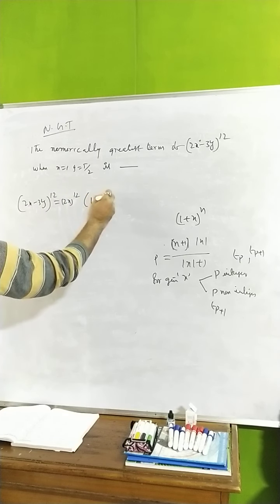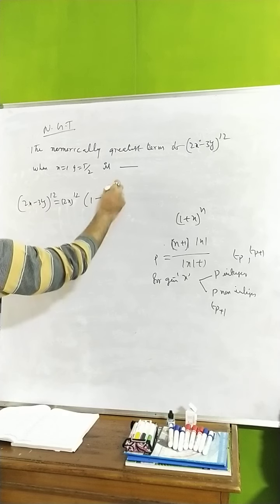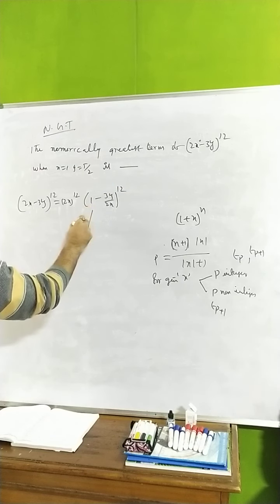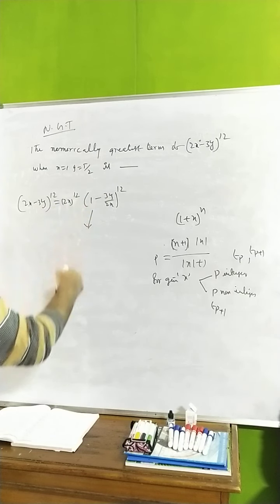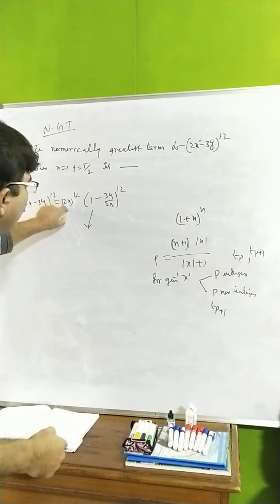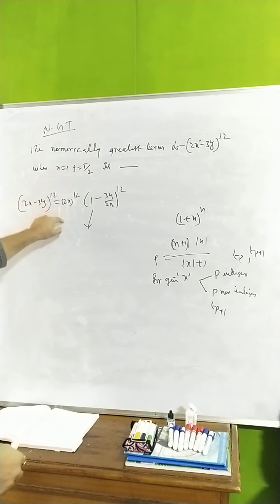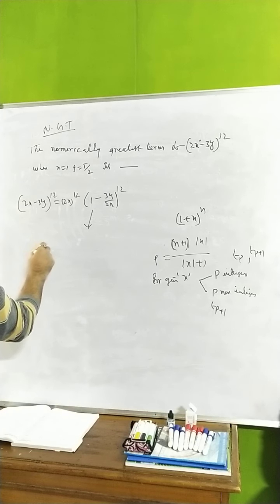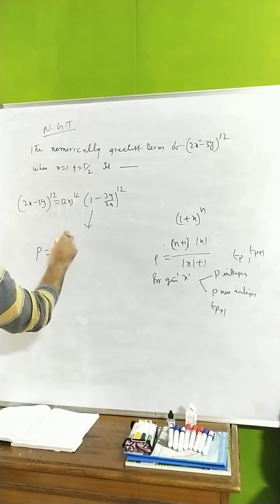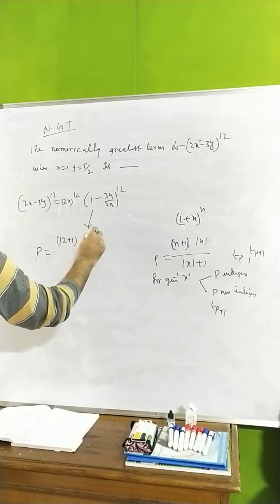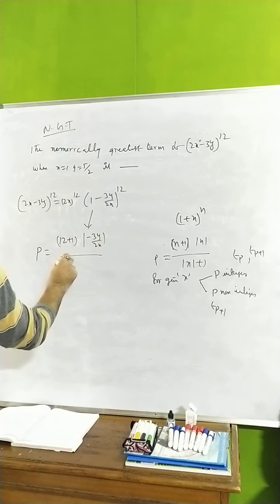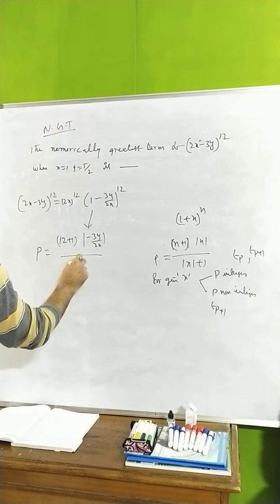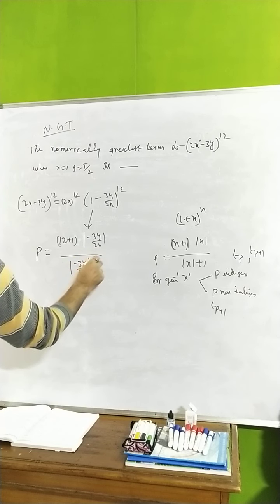This can be written as 2x times (1 minus 3y divided by 2x) whole to the power of 12, sir. In this one I want to find, not this totally. Whatever the coefficient will get, for that we would like to multiply this one for the given value. Now what here? P I am going to find. You see here, (12 plus 1) times mod (minus 3y by 2x) divided by mod (minus 3y by 2x) plus 1, I am writing.